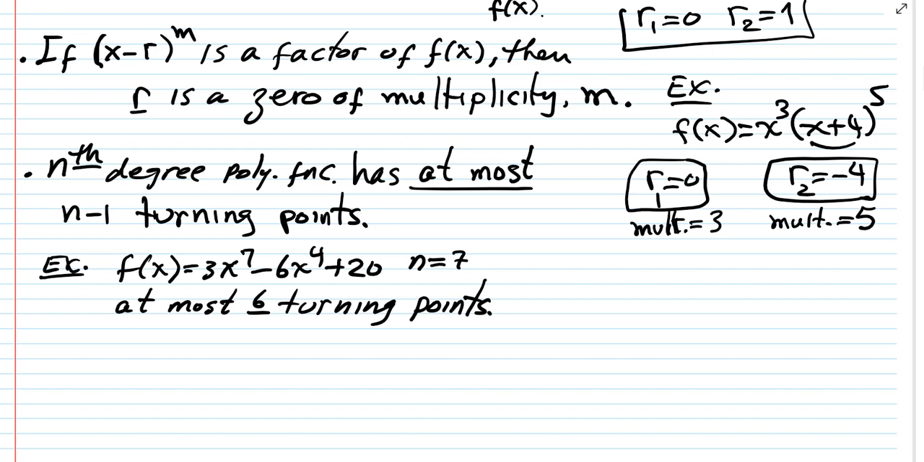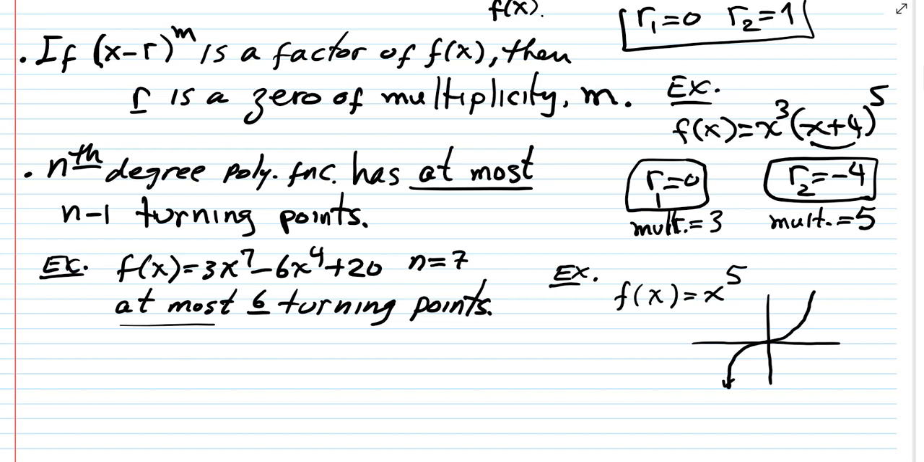Okay, now something about this at most. Let's say another example. We already saw the graph of what x to the fifth looks like, right? Using my graphing utility. Remember, the graph of x to the fifth looked very flat, and it looked like this, right?